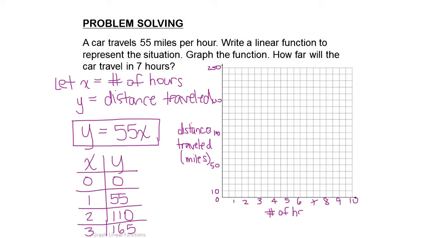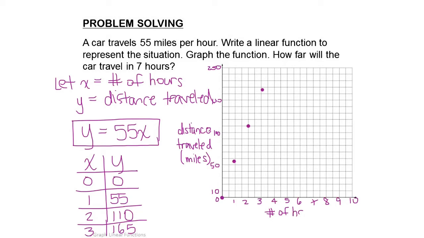Okay, so now that I labeled my x and my y axis, let's actually plot our points. So I have 0, 0, and then I have 1, 55, so it'll be right in the middle. Then 2, 110, then I have 3, 165. So that's 150, 165 would be here. Okay, so now let's draw a line.